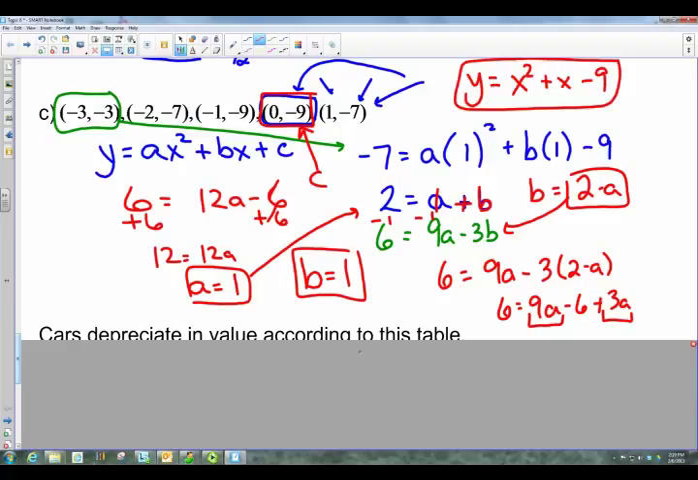Okay, so the quadratic definitely takes a little extra work, but in the long run, there's a couple different ways. The system of equations, if you've seen it, is probably the most beneficial way. You just need to make sure you can set it up correctly.